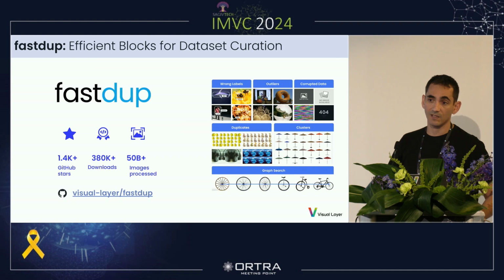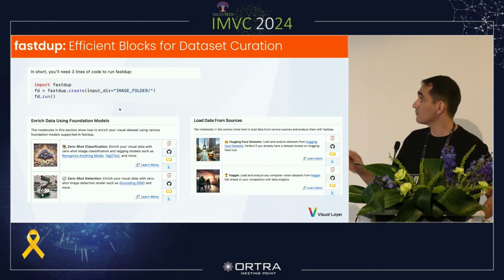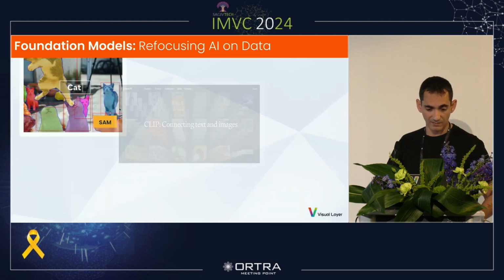The tool got a huge amount of popularity. We almost reached 400K installations. We estimate that around 50 billion images were processed locally. We don't have access to the data using FastLoop. It's very simple to use, only 3 lines of code to get you started.